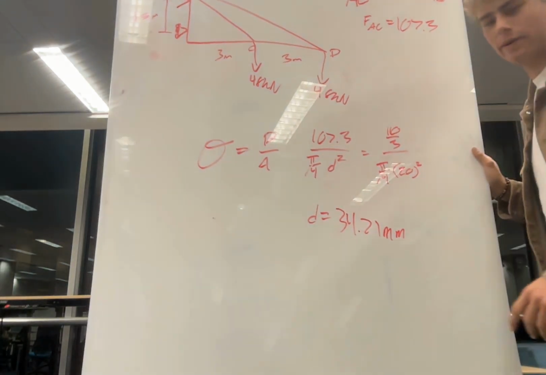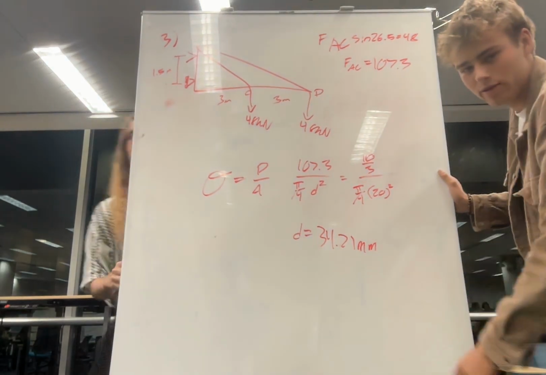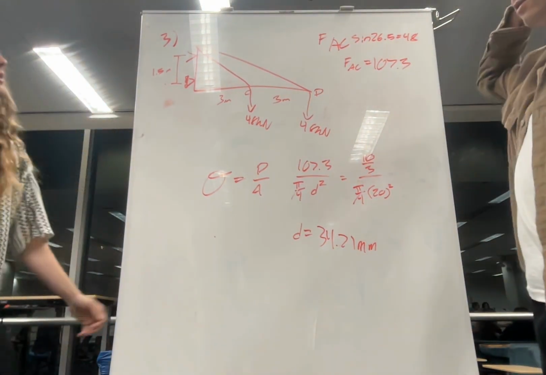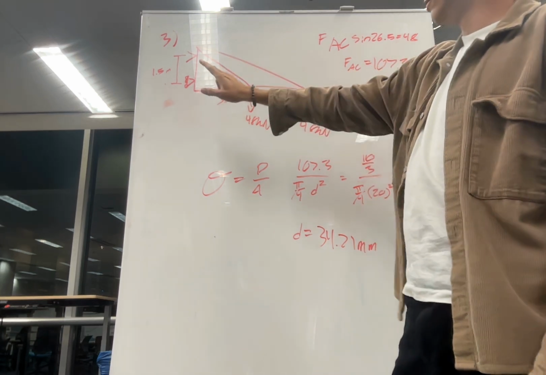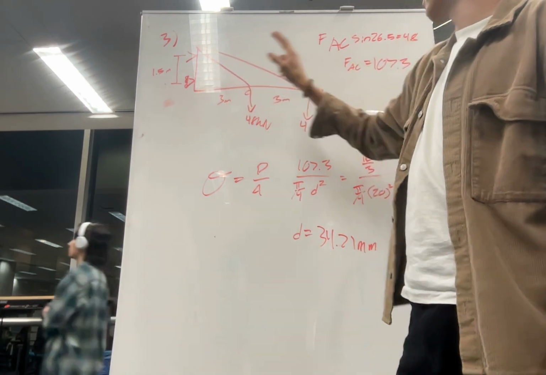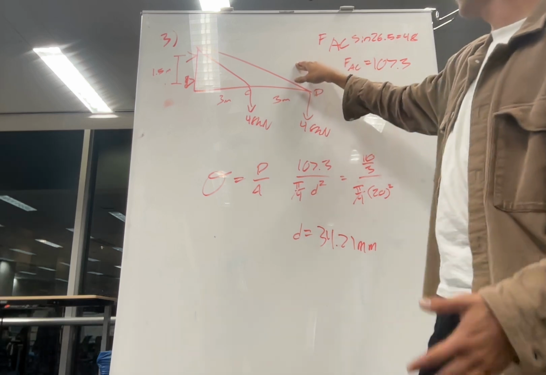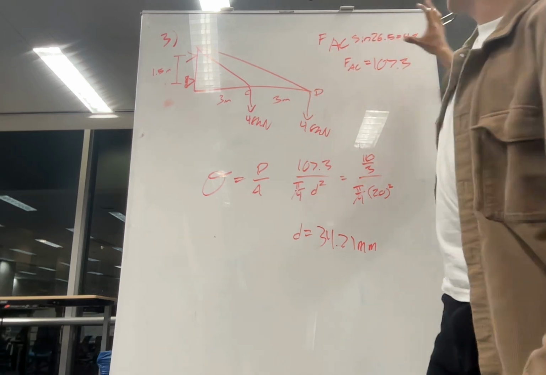This is number... wait, can we move back a little bit? Beautiful. This is number 3 and 4. They're pretty much the same thing. One of them's just asking for the necessary diameter for AC and then AD. So the same process. The only difference is going to be right here.